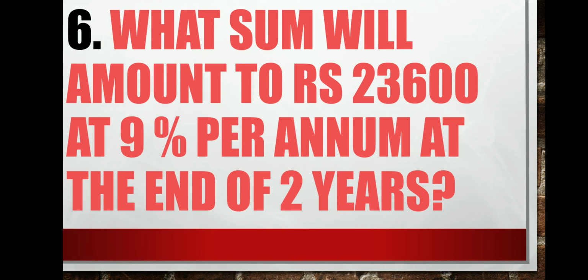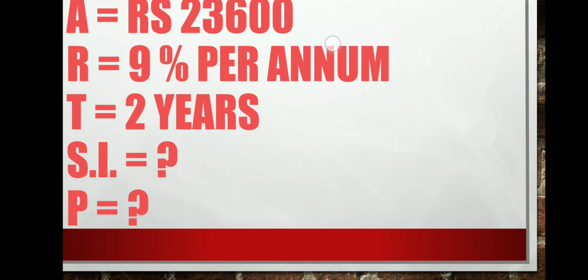What sum will amount to rupees 23,600 at 9% per annum at the end of 2 years? Now let us see what items are given for calculation. Amount is given, rupees 23,600, rate of interest 9% per annum, and time 2 years. What we have to find is principal, and principal can be found only when SI is available, and SI is not available. So we'll find SI also and then we'll find principal.